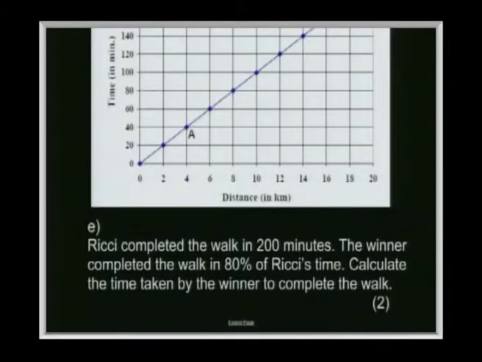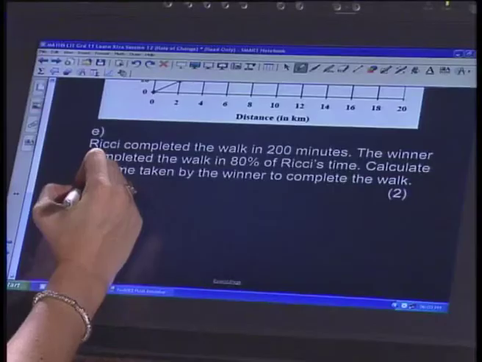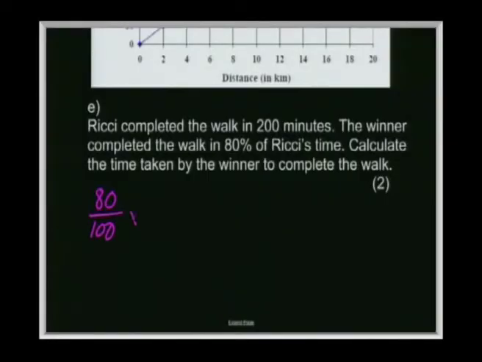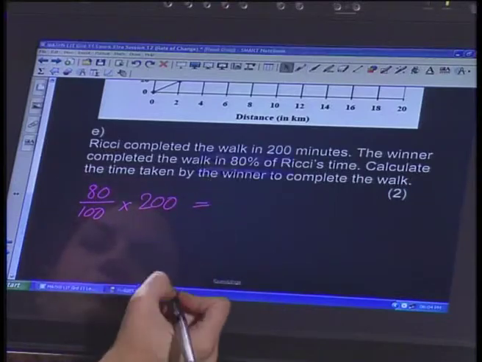Ricky completed the walk in 200 minutes. The winner completed the walk in 80% of Ricky's time. Calculate the time taken by the winner to complete the walk. Well, first of all, we need to say, well, what is 80% of 200? And of course, I'm sure you've learned before, how do we do a percentage? 80 over 100 times by the amount of minutes.